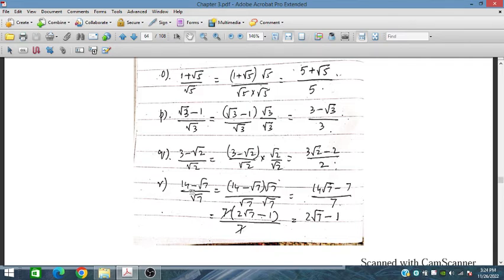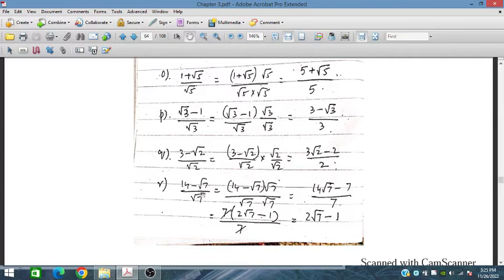Similarly, this value is 4 minus under root 7 divided by under root 7. So multiply by under root 7 both sides, denominator and numerator. So this becomes 7. So this is multiplied with this. So this becomes 2 under root 7, 2 under root 7 minus 1. So this is 14 under root 7. This is 7. And 7 may be taken out common, so this becomes 2 under root 7 minus 1 divided by 7. So 7 cancels. This is 2 under root 7 minus 1.